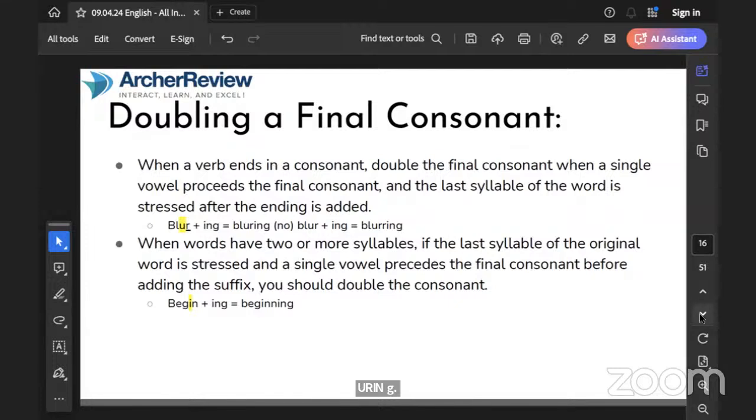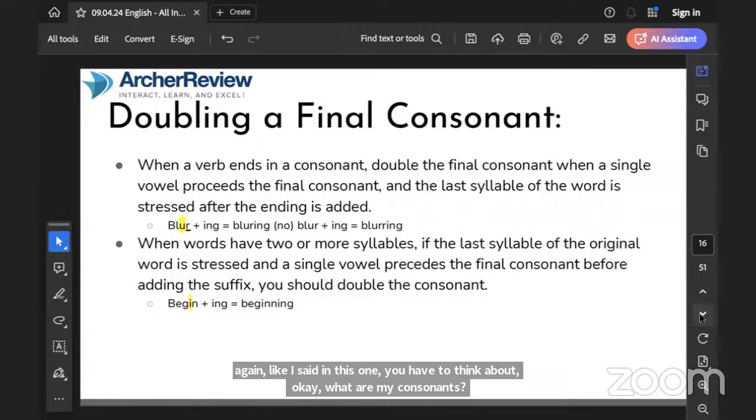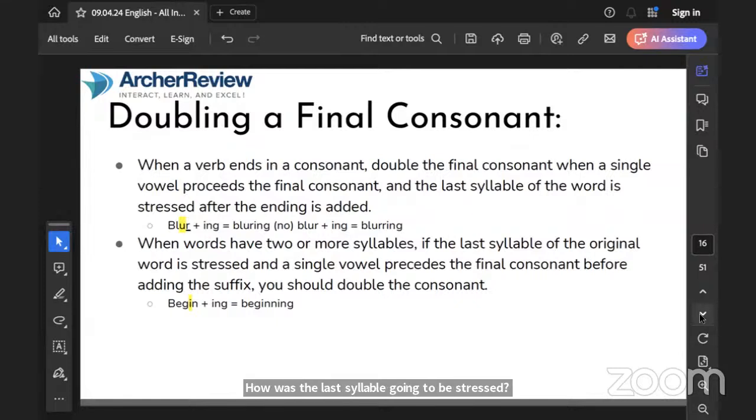Okay, let that sink in. So again, like I said, in this one, you have to think about, okay, what are my consonants? What are my vowels? Where are they located? And how is the last syllable going to be stressed? Is it stressed? Is it heavy? Or does it kind of fade away?